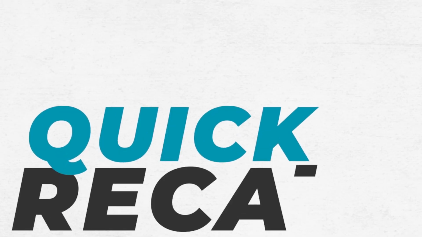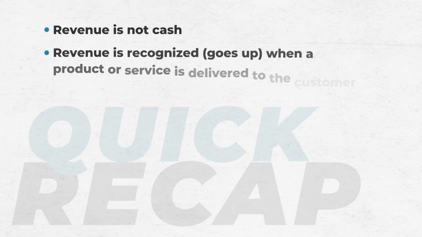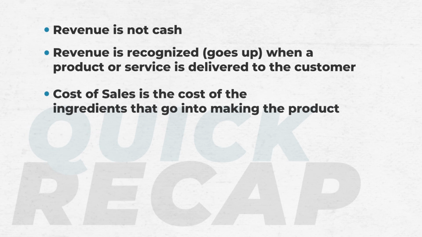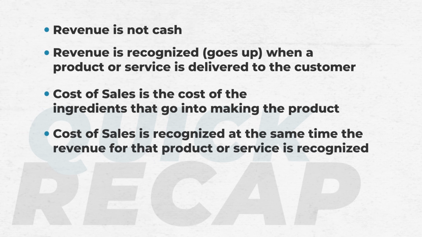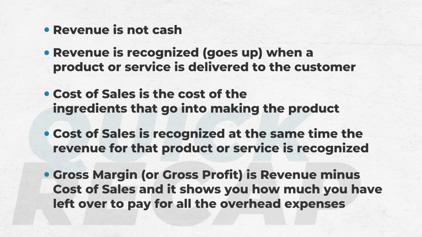So let's do a quick recap of what we've learned so far. Revenue is not cash. Revenue is recognized or goes up when a product or service is delivered to the customer. This is called revenue recognition. Cost of sales is the cost of the ingredients that go into making the product. Cost of sales is recognized at the same time the revenue for that product or service is recognized. And this is what we call the matching principle. And then gross margin or gross profit is revenue minus cost of sales, and it shows you just how much you have left over to pay for all the overhead expenses.